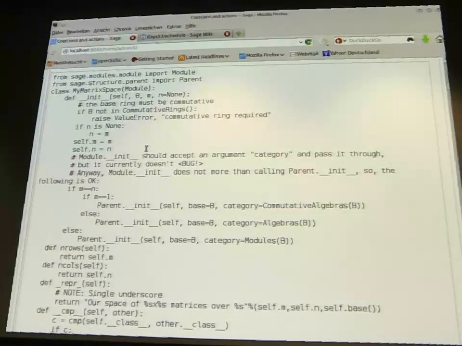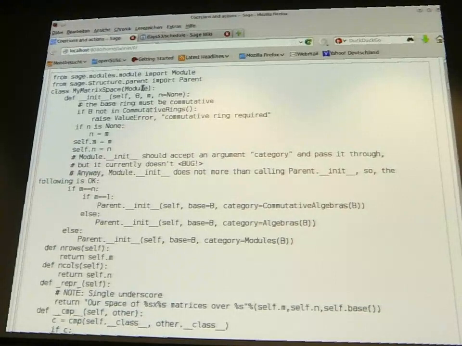So here's the basic code we start with. It will be refined later. So what is happening here? First of all, I import some base classes. So this is about the matrix space. To distinguish it from the existing matrix spaces in Sage, I call it differently. As I said, we inherit from the modules, even though sometimes it is a ring.